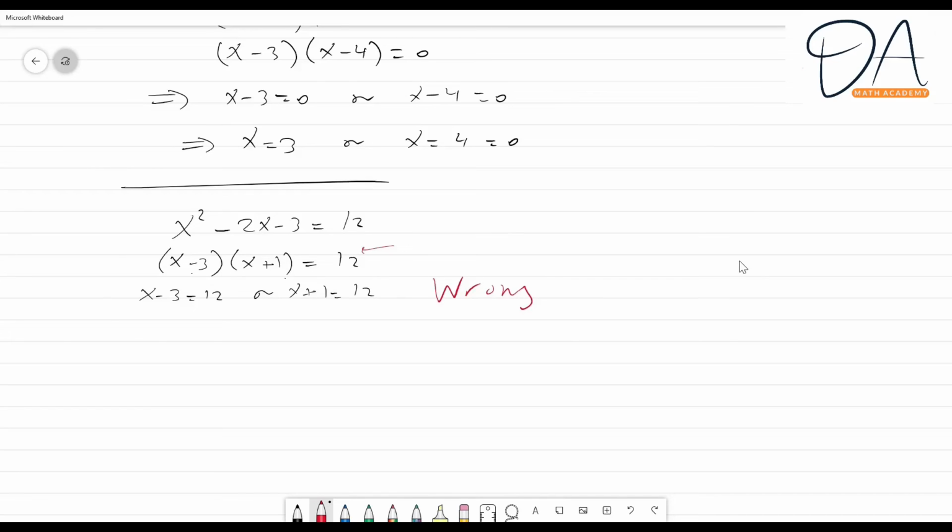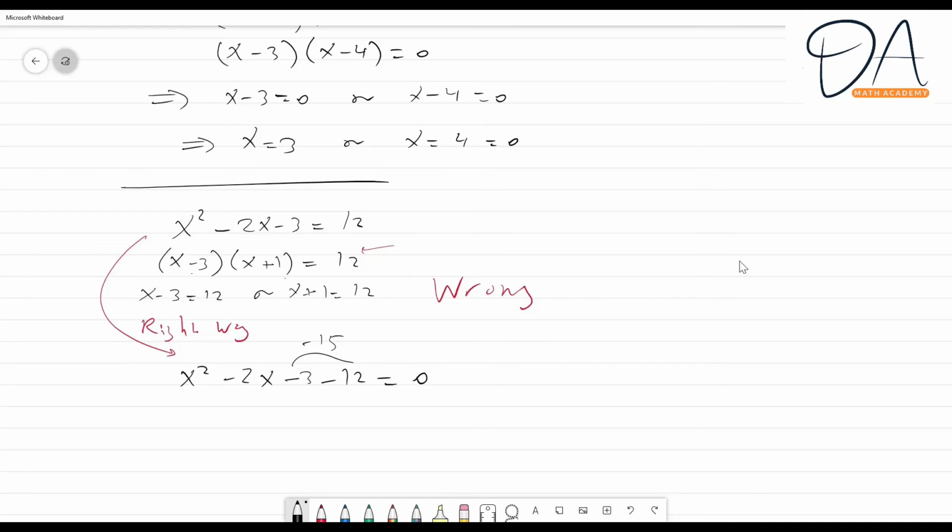So the right way is that you make this in the standard form. This is the first step we mentioned. You have to make it in the standard form. So this is minus 3, and then I subtract 12 from both sides. Then you get 0 on the right, and so this will give you minus 15. And then you can solve it using the method that we saw.